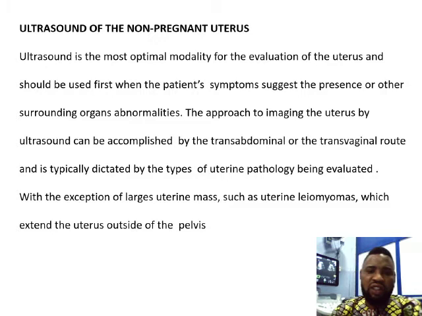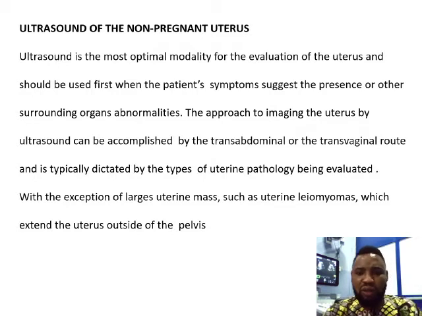Ultrasound of the non-pregnant uterus. Ultrasound is the most optimal modality for the evaluation of the uterus and should be used first when the patient's symptoms suggest the presence of uterine or other surrounding organ abnormalities. The approach to imaging the uterus by ultrasound can be transabdominal or transvaginal and is typically dictated by the type of uterine pathology being evaluated.